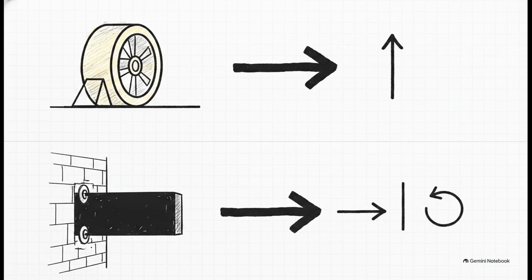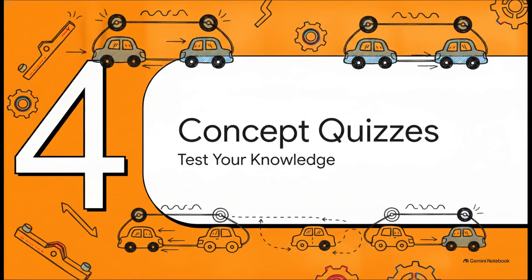If you see a roller, you should immediately know it's one perpendicular force. If you're dealing with a fixed wall, you're looking at two force vectors and a moment couple. Okay, section 4, let's put this all into practice with some concept quizzes.